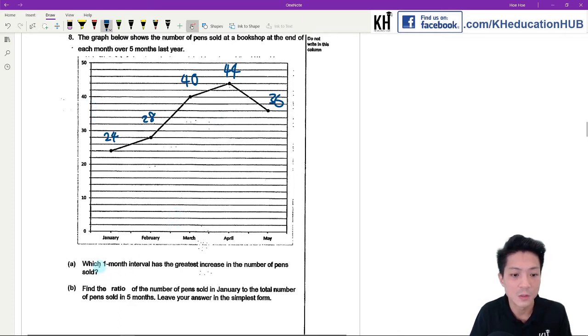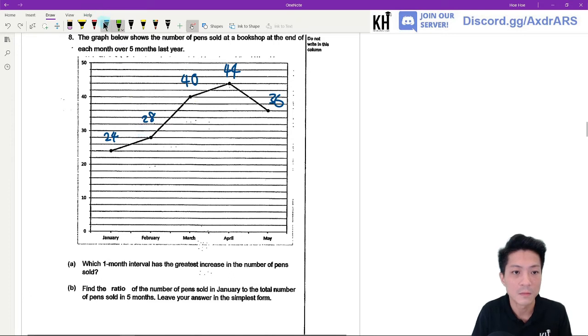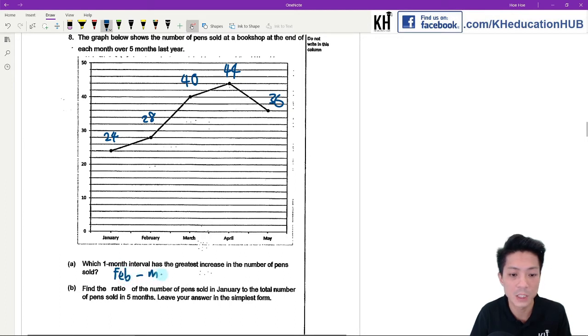Which 1 month interval has the greatest increase in the number of pens sold? It's got to be the interval over here. So the interval will be from Feb to March.